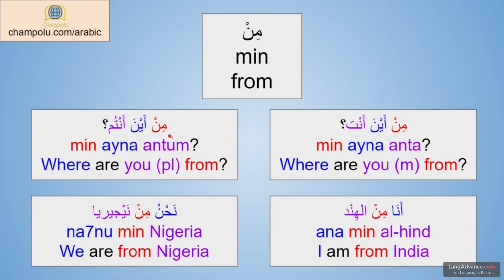And then we can also ask the same question but addressing a group of people. So it will be, where are you from? So من أين أنتم? So we also start the question with the word from, min, and then the question word أين, and then أنتم, which means you, plural. And the answer can be something like, we are from Nigeria. نحن من Nigeria.